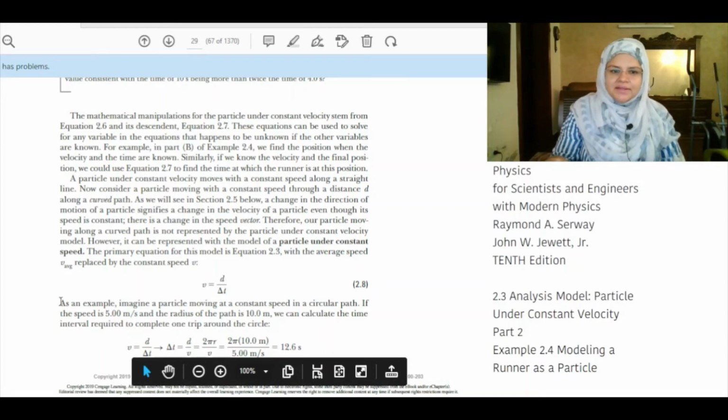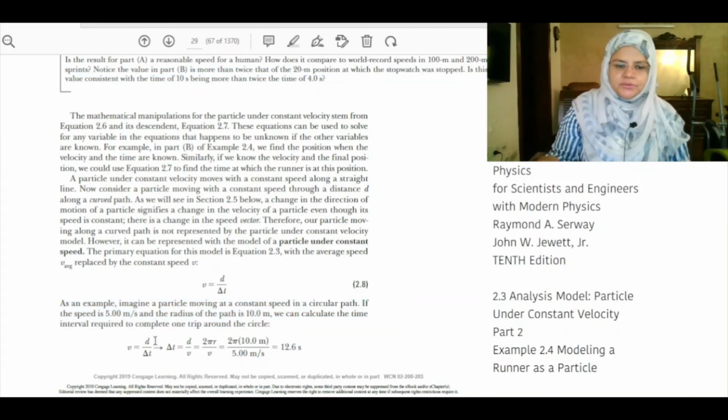As an example, imagine a particle moving at constant speed in a circular path. If the speed is 5 meters per second and the radius of the path is 10 meters, we can calculate the time interval required to complete one trip around the circle. v is equal to d over delta t. This gives delta t is equal to d over v. d is equal to 2 pi r as it is moving in a circle. Therefore, it is equal to 2 pi times 10 meters divided by the speed, which is 5 meters per second, giving us the time of 12.6 seconds.